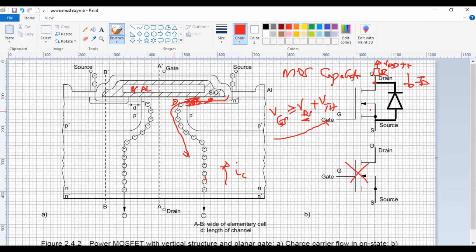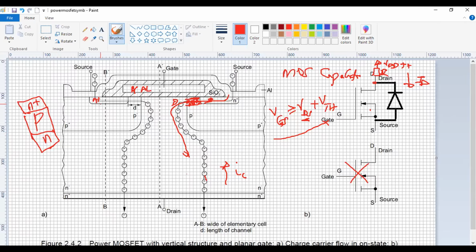So the other bit is, okay, what else can we say about this? You've noticed that I've got that P, this is N plus. So we've got a P, we've got N plus, and down here I've got an N.